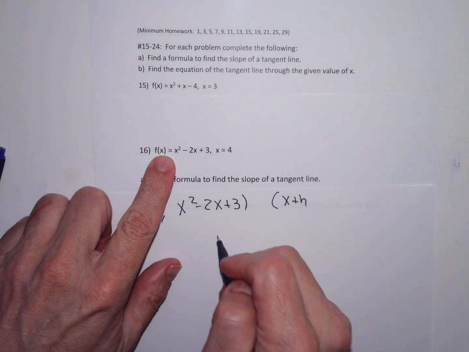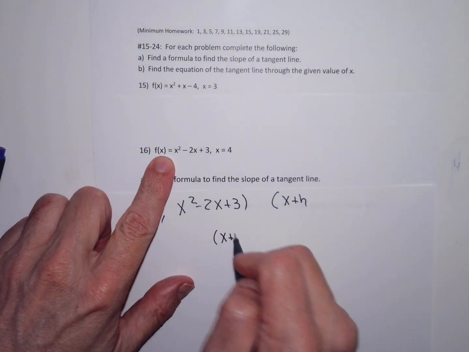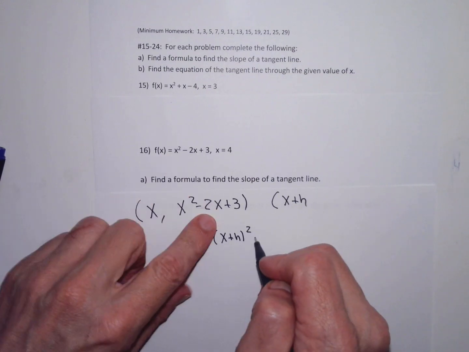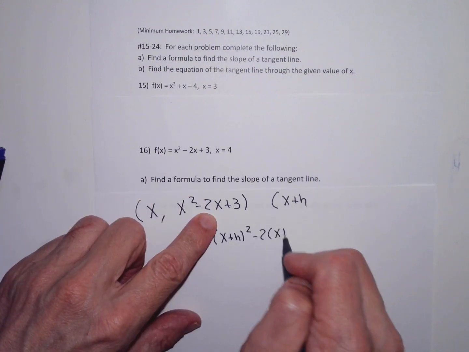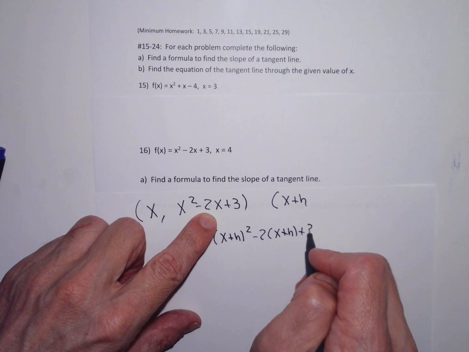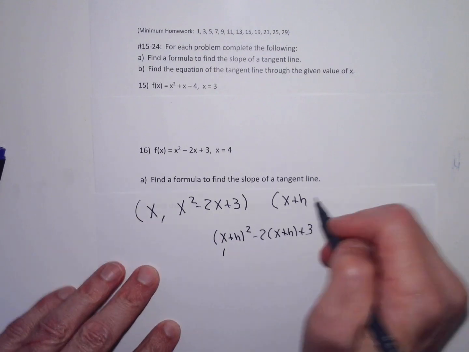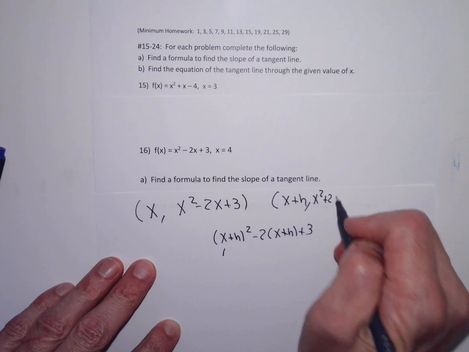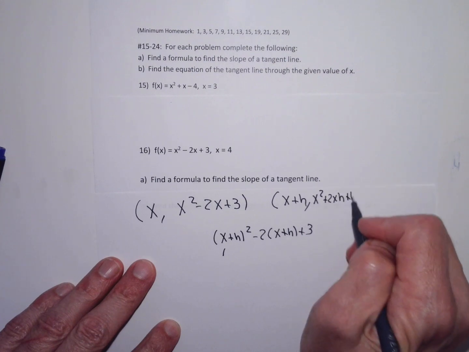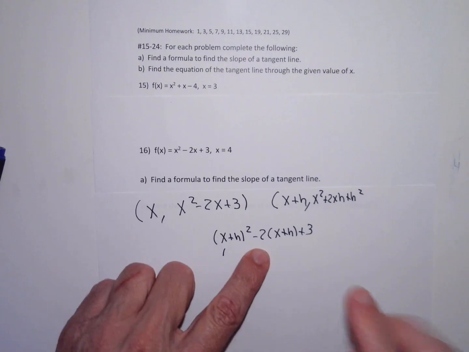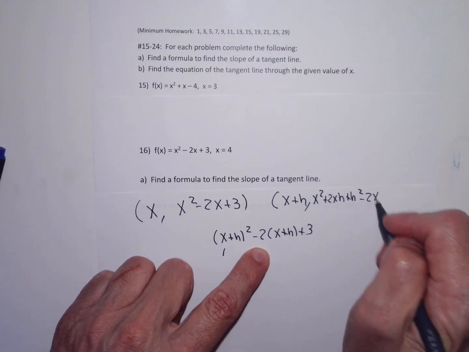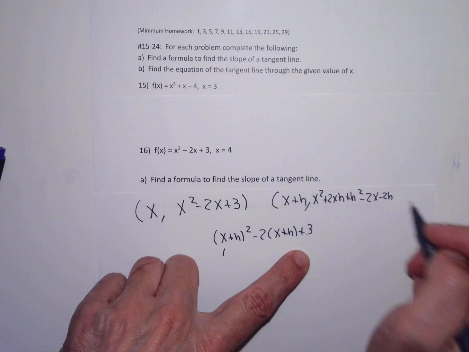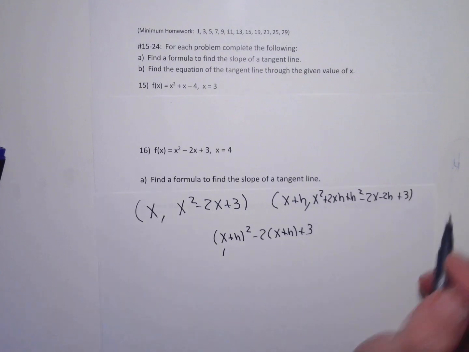The y coordinate is going to be x plus h quantity squared minus 2 times x plus h plus 3. This part here is x squared plus 2xh plus h squared. That's what that would come out to. This is going to be minus 2x and then minus 2h, and I still have the plus 3. So those are my 2 points. Now I'm going to find the slope of the line that connects those 2 points to get my derivative.